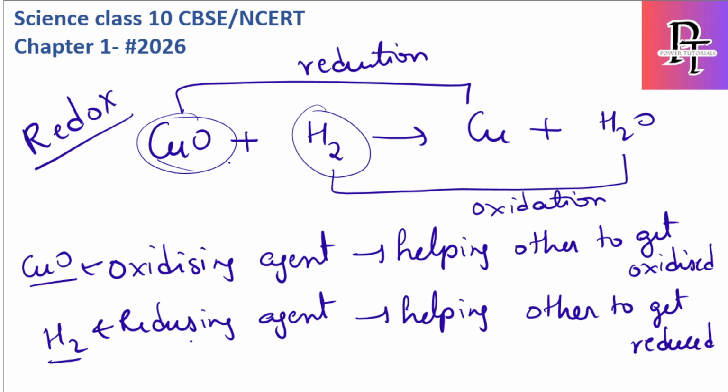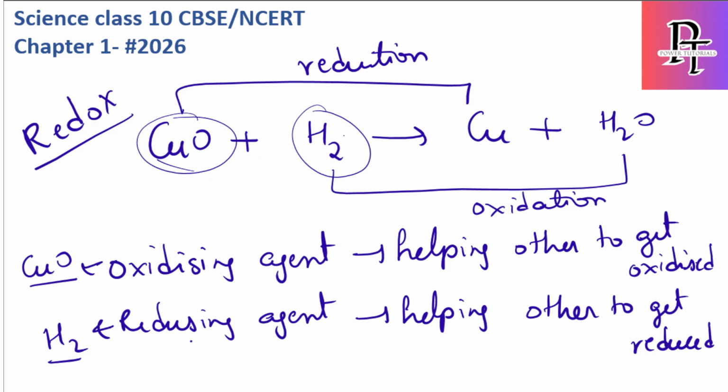And repeating this slide again, here two things are important. Agents are different, and the ones which are getting oxidized or reduced are different. CuO is getting reduced to copper, so copper oxide is the one getting reduced, and what is helping it to get reduced is hydrogen. So hydrogen is a reducing agent, and what is helping hydrogen to get oxidized is copper oxide. Copper oxide is the oxidizing agent. This is the main difference between oxidation and reduction, as well as reducing agents and oxidizing agents.